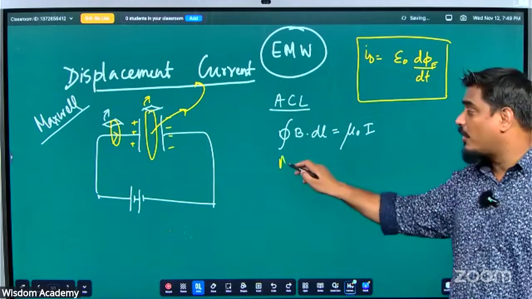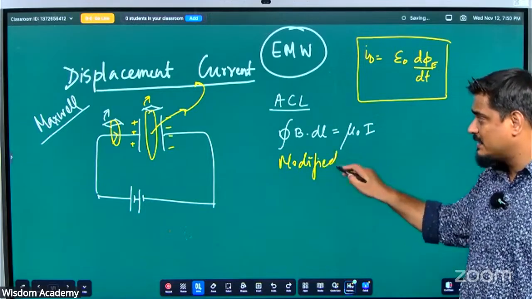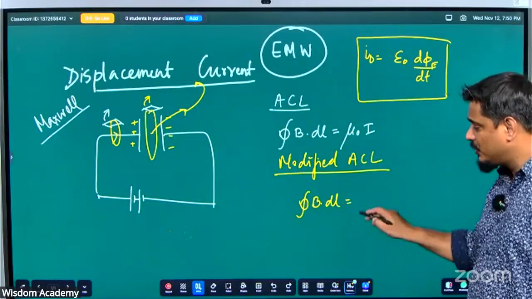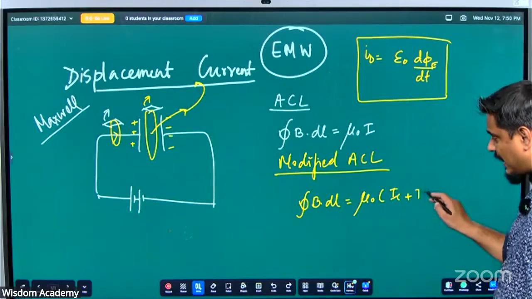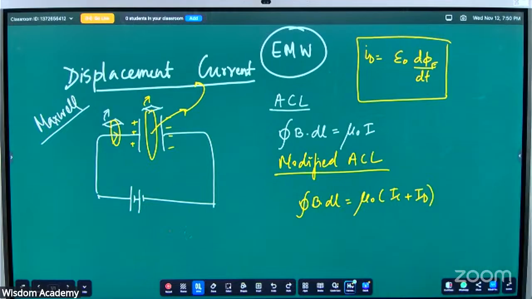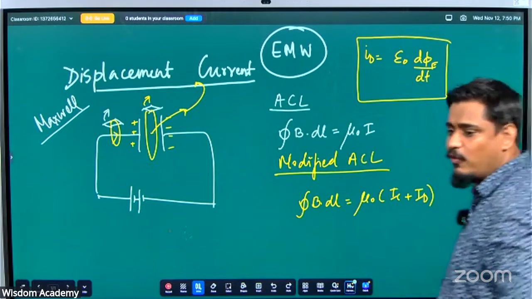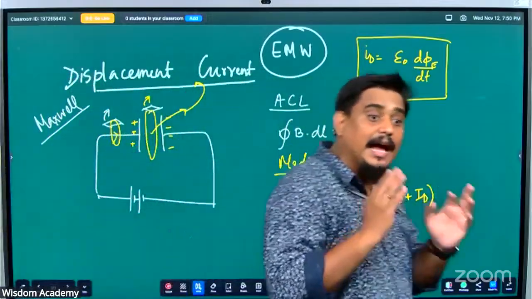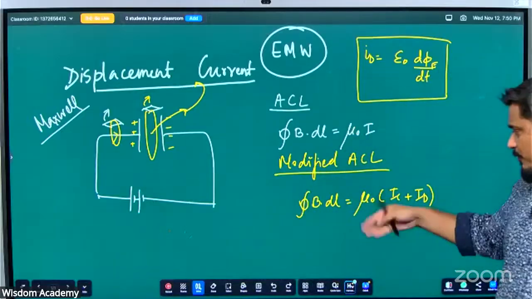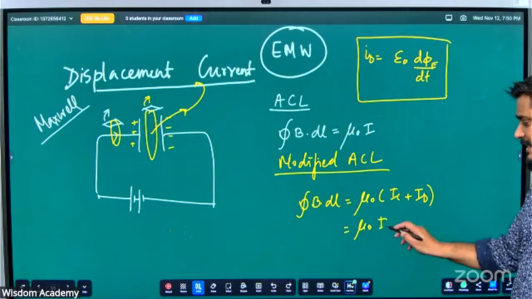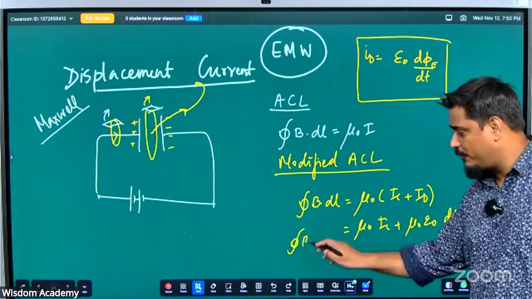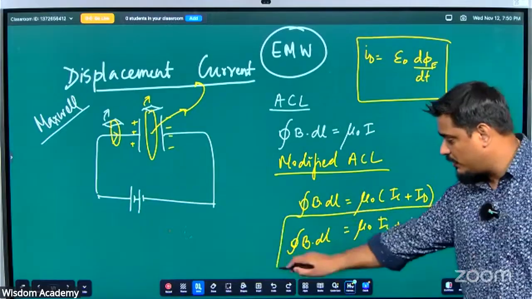And then he modified the Ampere circuital law. And in his modified Ampere circuital law, he said that closed integral of B dot dl is equal to mu naught into IC plus ID. He told what current is told by Ampere is conduction current. And what is this new current? Is displacement current. If you add this conduction current and displacement current, that only is total current in the circuit. And if I further open it, it will become mu naught into IC plus mu naught into epsilon naught into d phi e by dt. This is called as modified Ampere's circuital law.